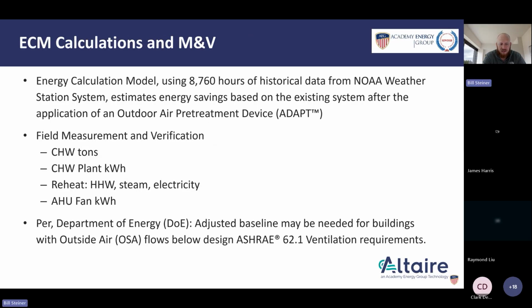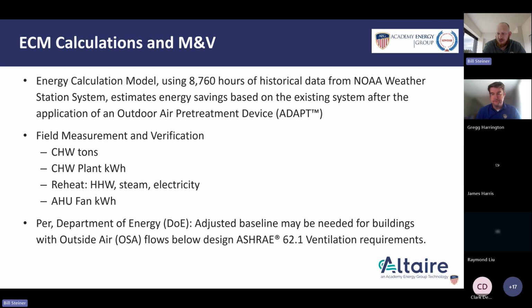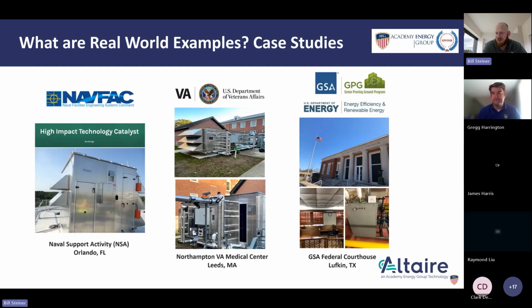Lastly, you don't have to take my word for that. We do have an 8760 tool. We'll pull NOAA data from the nearest weather station to your project. We will put that in a spreadsheet that does all of the calculations based on enthalpy. And that's going to tell you what you can expect to save on an annualized basis based on current utility rates. Up next, Craig is going to present some case studies for you where we have installed this technology.